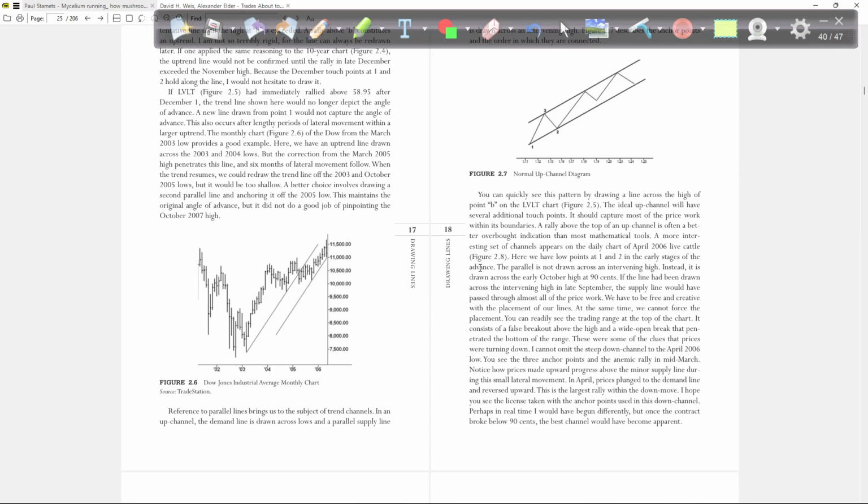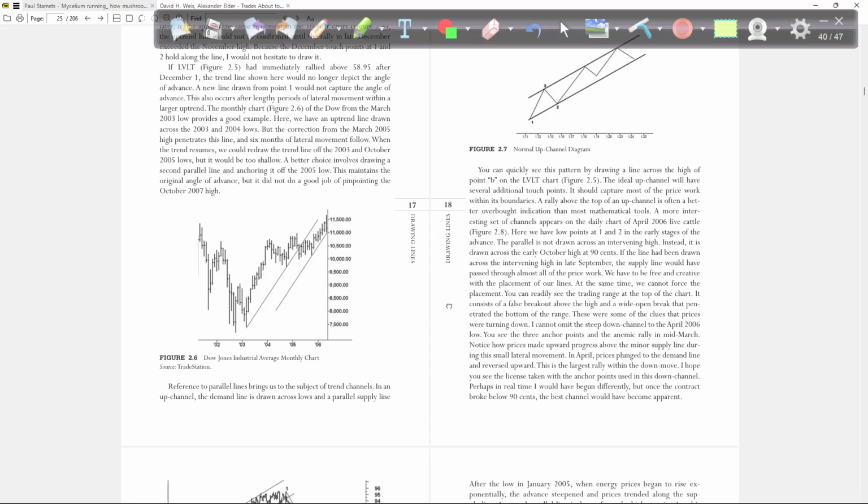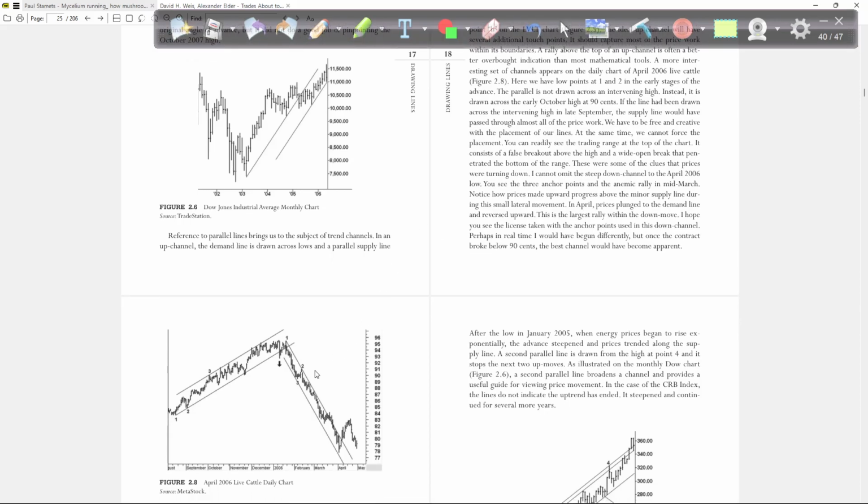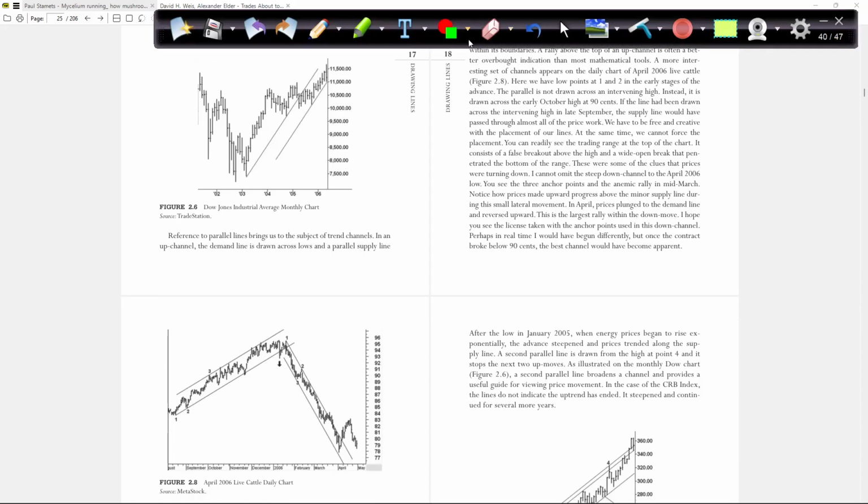A more interesting set of channels appears on the daily chart of April 2006 live cattle 2008, figure 2.8. Okay, so this is figure 2.8. Let me put it up.